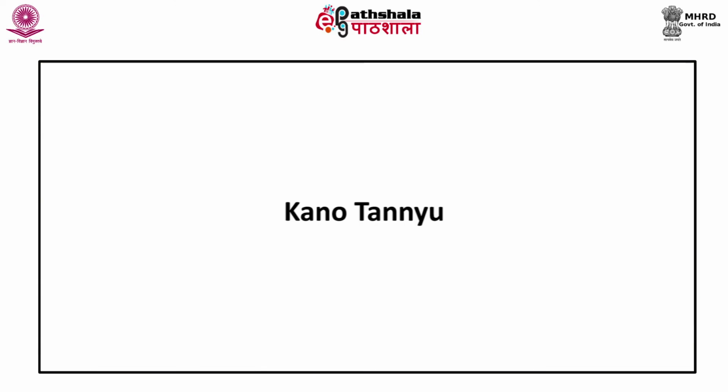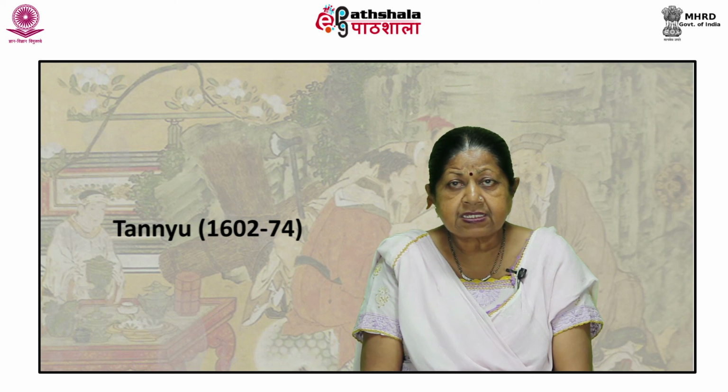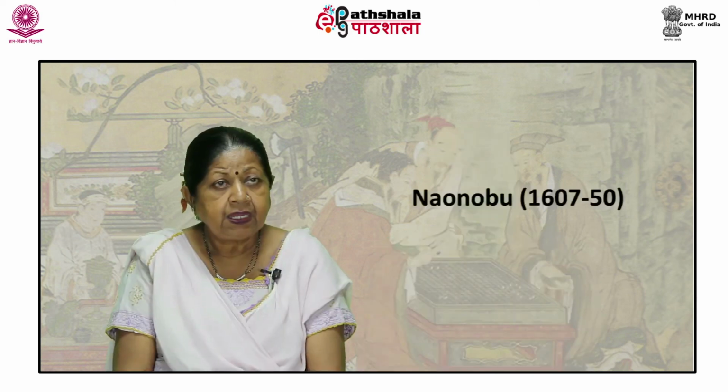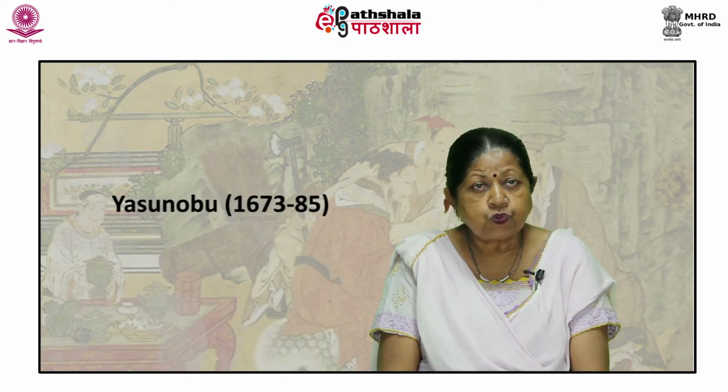Kano Tanyu. The transfer of the capital to Edo and Ieyasu's vast building program put new life into the Kano school there at a time when it might have seemed that no further achievements were possible. Three of Eitoku's grandsons, Tanyu 1602 to 1674, Naonobu 1607 to 1650 and Yasunobu 1613 to 1685, together established their studio in Edo, and this became the official academy under the shogunate.